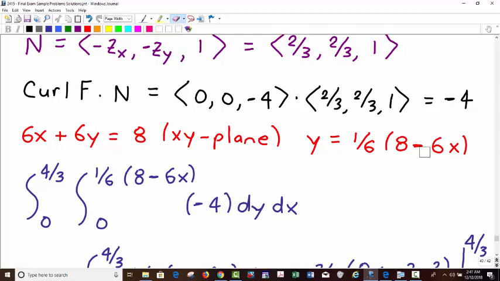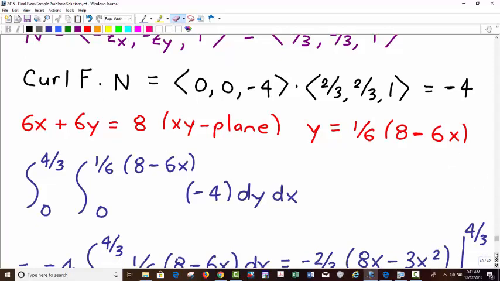And let's see what we have. So the inside limits of integration for dy will go from 0 to 1/6 times (8 minus 6x). And then when you get to dx, that means y will be 0. So you're essentially solving this equation, 6x equals 8. 8 divided by 6 is 4/3. So the outer limit would be 0 to 4/3.